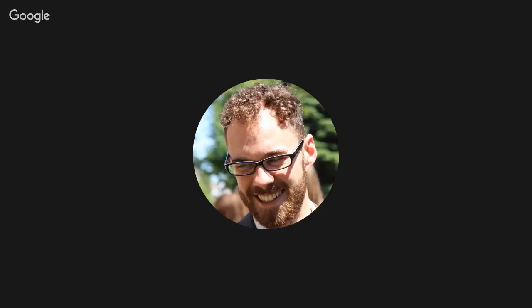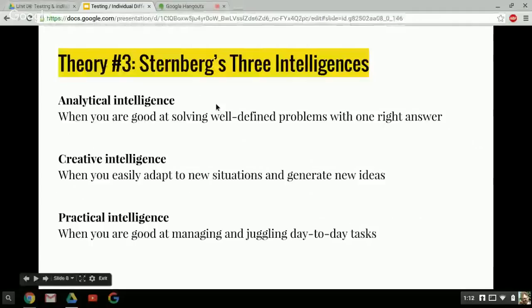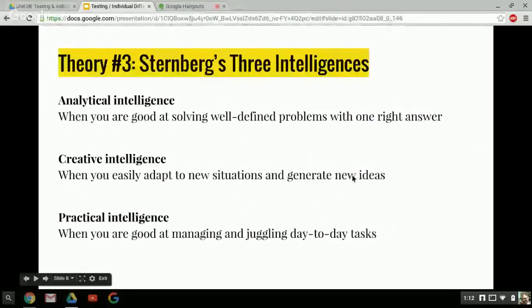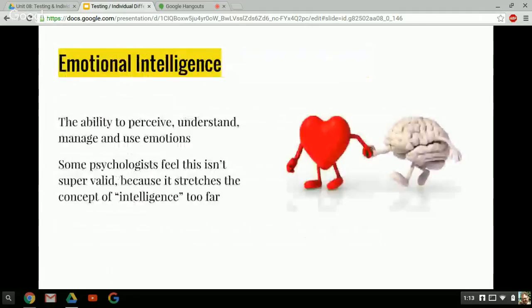For example, analytical intelligence, those are the scientists, the math people of the world. They like problems with one right answer, and they can deduce it using evidence very quickly. Creative intelligence is sort of the more what we would consider right brain folks, the creative types, the musicians, the writers, that kind of stuff. And practical intelligence, this is being good at managing, juggling day-to-day tasks. When you have a manager in the workplace, they need to have a high degree of practical intelligence, just the ability to manage people, to do a variety of tasks, and to do them competently, well enough to get by.